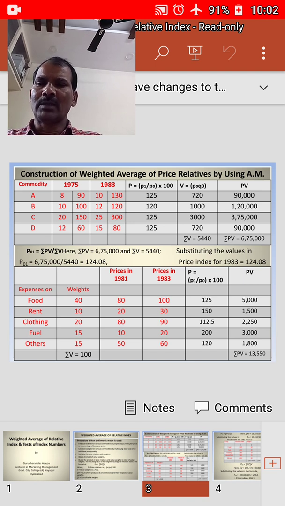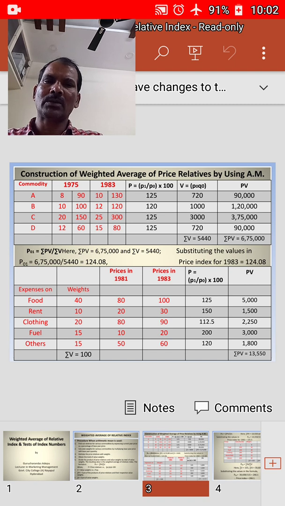With the given information, first we need to find out the price relatives, that is P is equal to P1 by P0 into 100. P1 is the current year prices by base year prices, right? Current year price here is 10 and base year price is 8, so 10 by 8 is 1.25, into 100 is equal to 125. Then 12 by 10 is 1.2, into 100 is equal to 120.